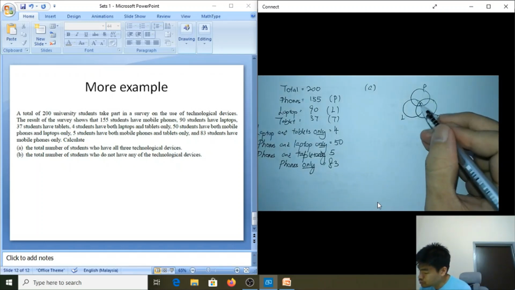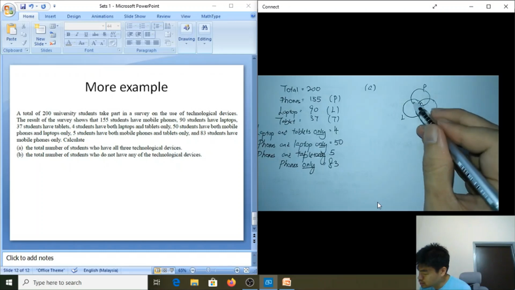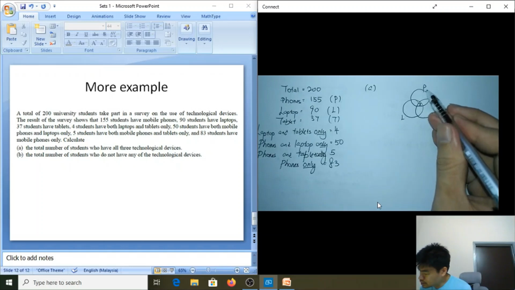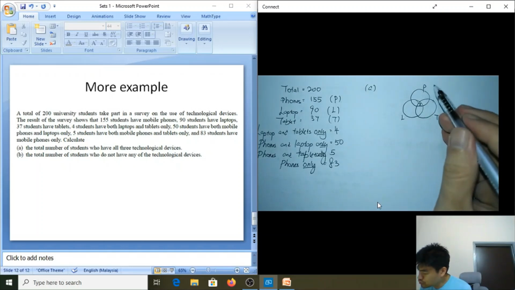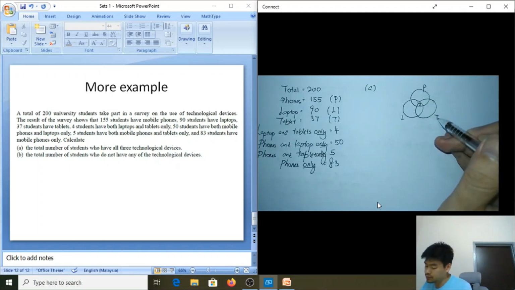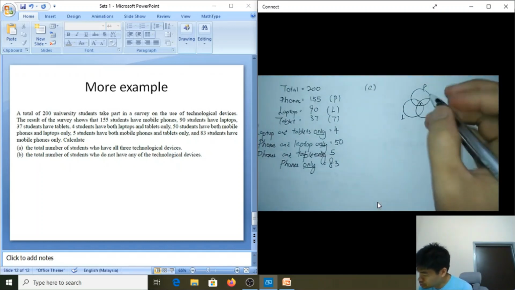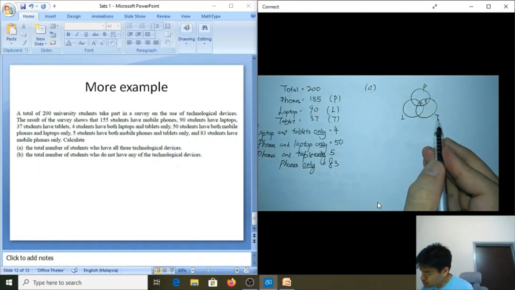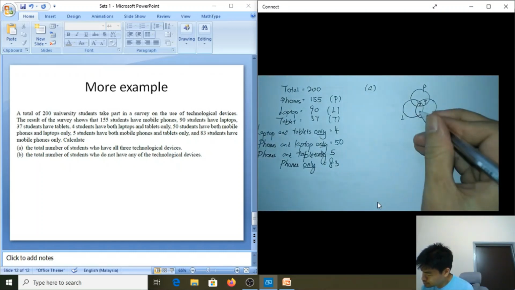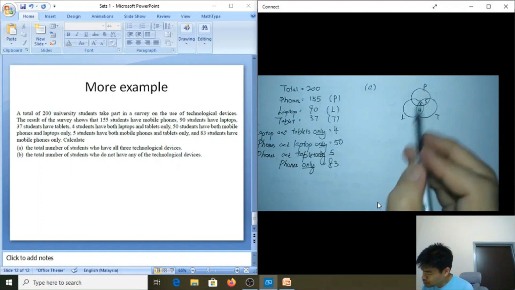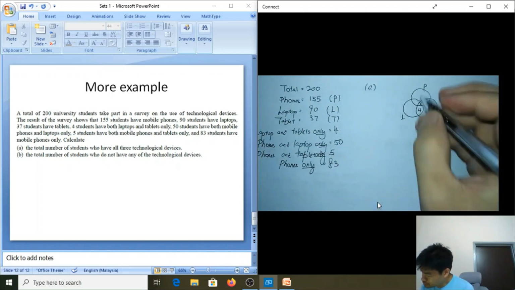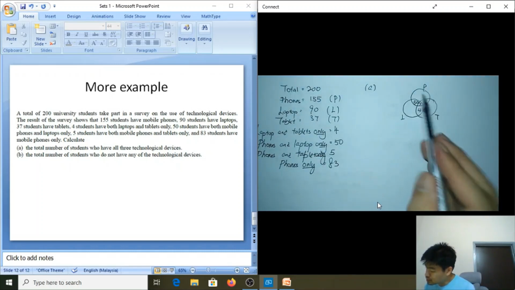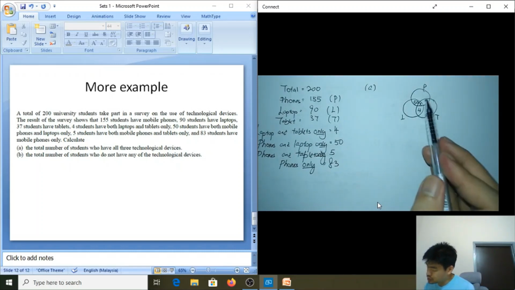Now we fill in from the in to out, right? So now we fill in the 3 little sections here, right? P and T, phone and tablet. How many actually own phone and tablets only? Phones and tablets only, 5, right? So we fill in 5 here. Laptop and tablets only, 4, right? Phone and laptop only, 50. Right? Now we can start to fill in the outermost sections.